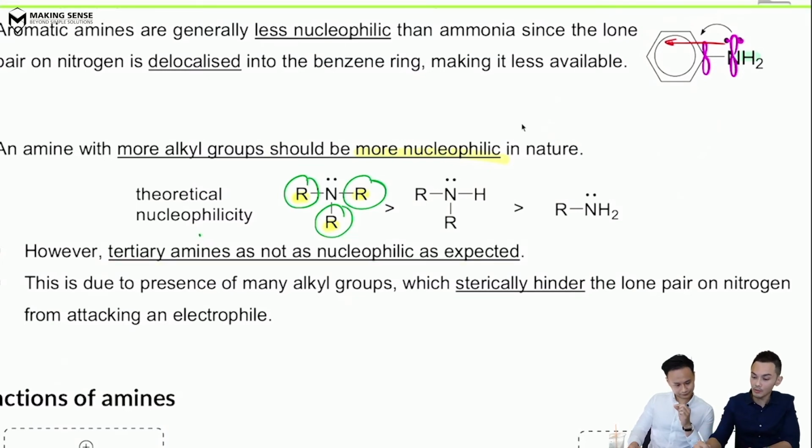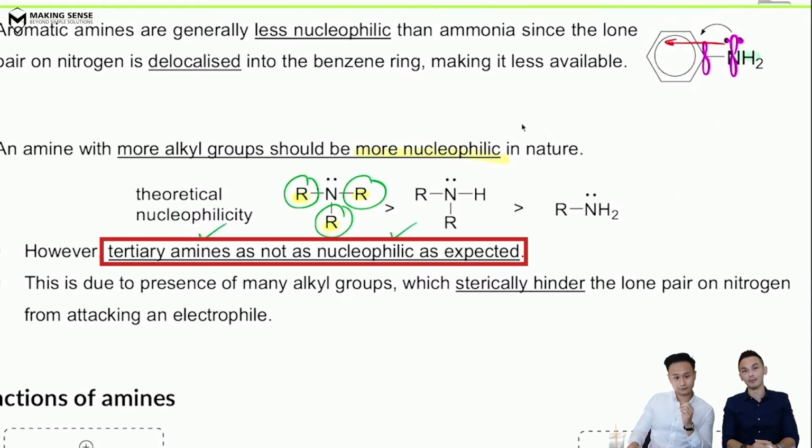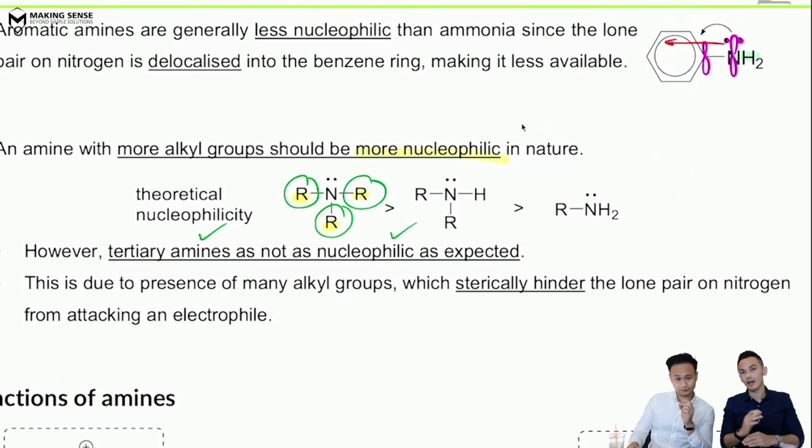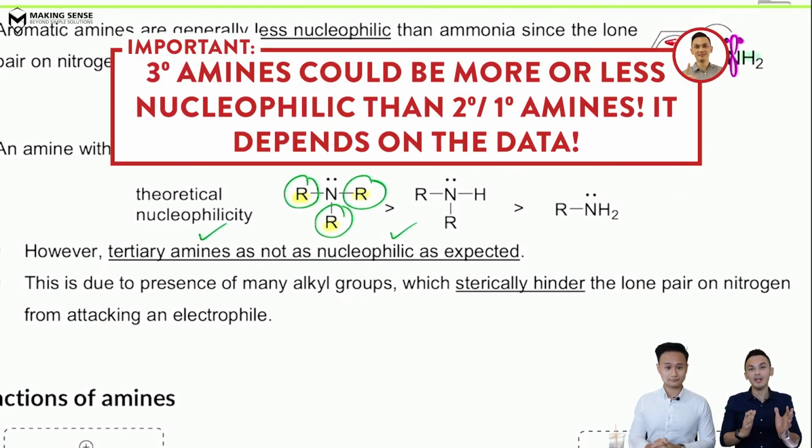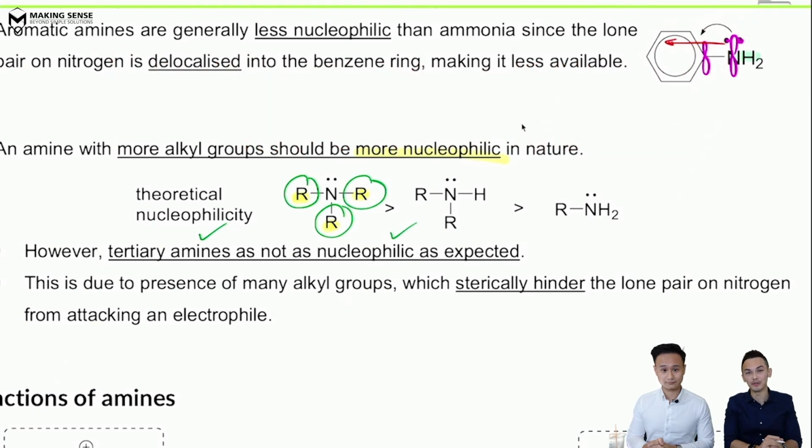So sometimes tertiary amines are not as nucleophilic as what we expect them to be. So at the end of the day, it really depends on the data that is given. Tertiary could be more nucleophilic, could be less nucleophilic. You really have to argue based on the data that's given in the question.